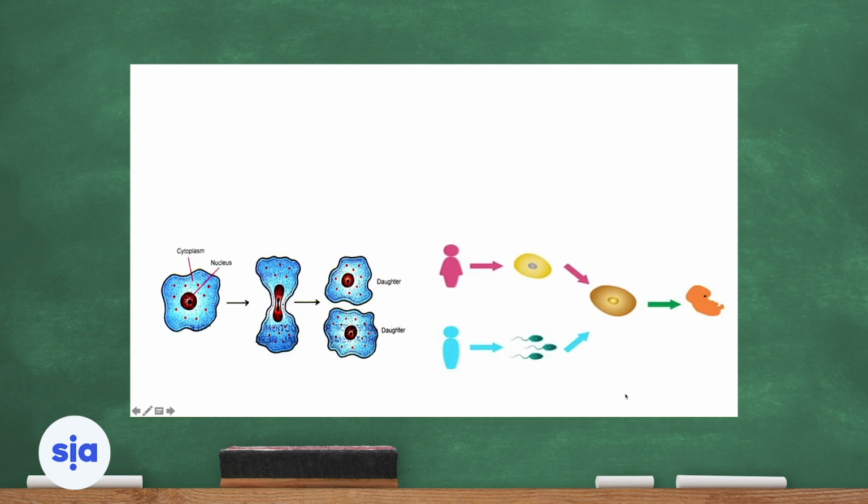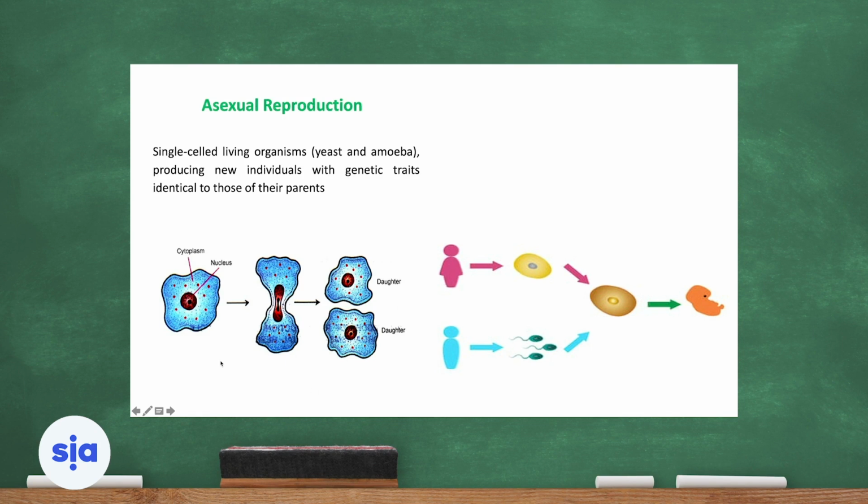We have two types of reproduction: asexual reproduction, where a single-celled living organism, this living organism is only one cell, like for example yeast or amoeba, produces new offspring by cell division. This is called asexual reproduction. The end result will be two daughter cells. These cells are identical or similar to the parent.